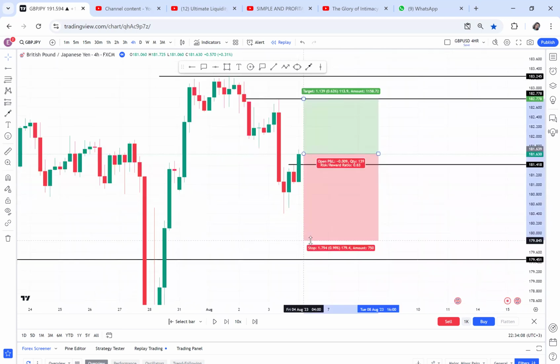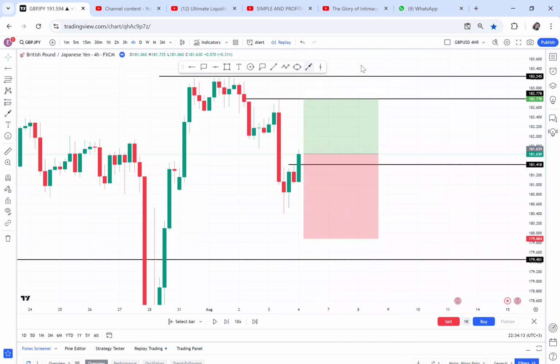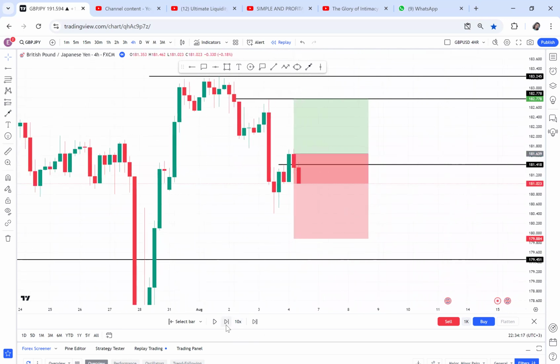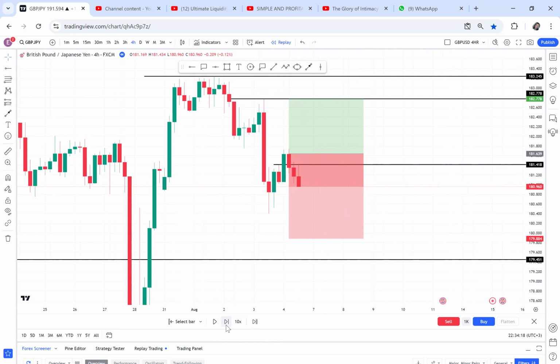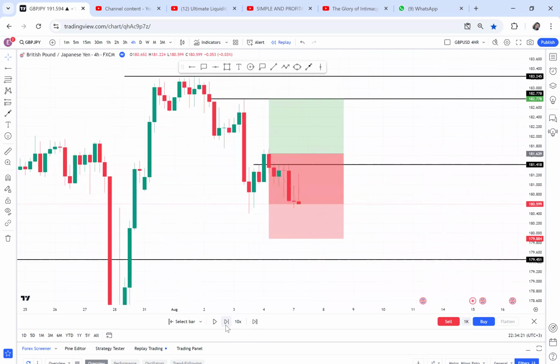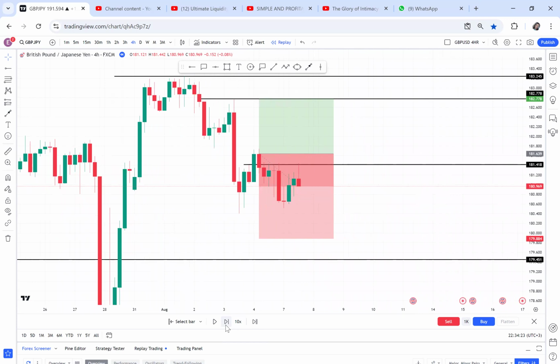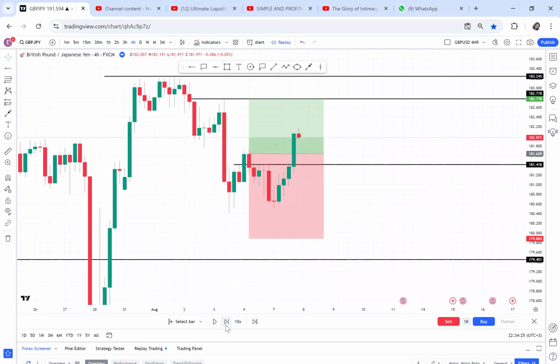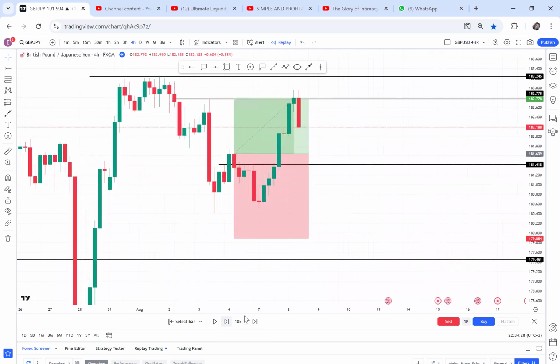So for stop loss, you will use your ATR. This is not the actual stop loss, but you will use ATR. So let's see what happens after we enter that buy. So the market, you can see the market is kind of rejecting the buy, but within no time, the market went up.